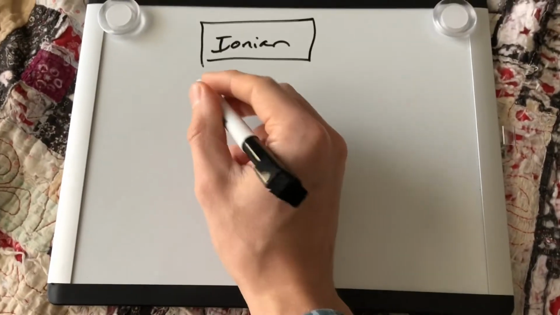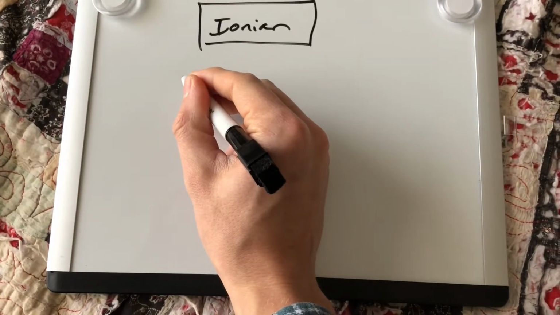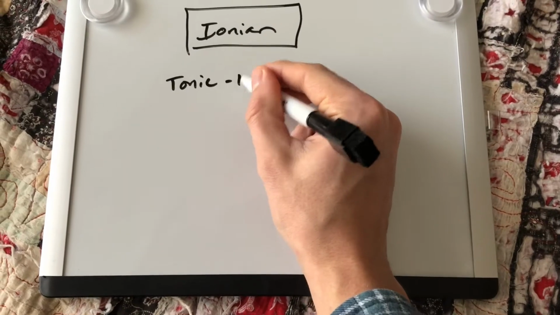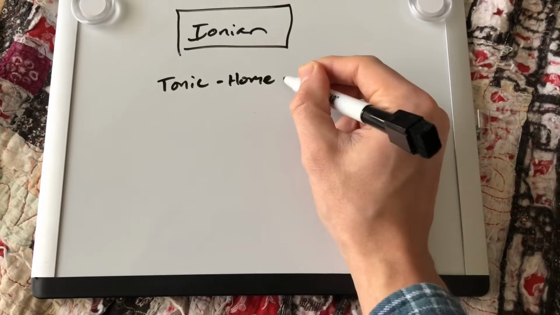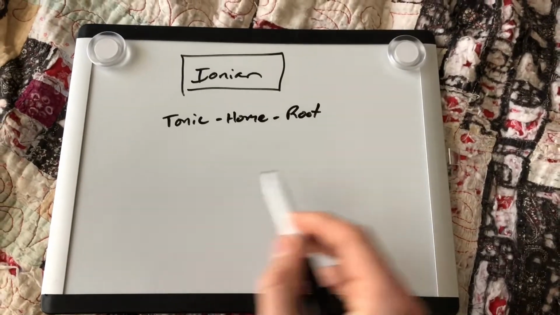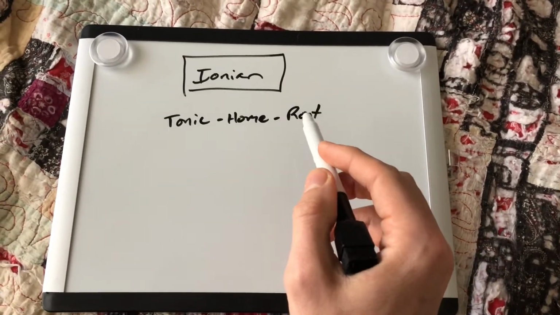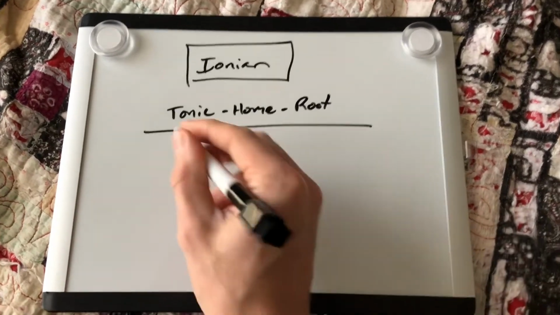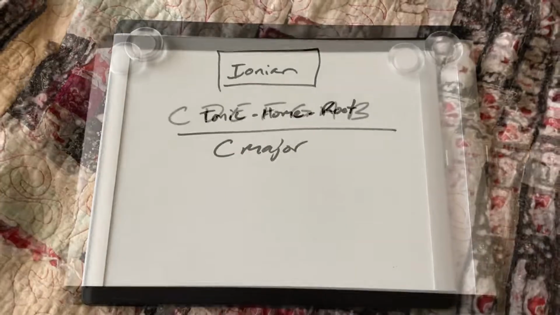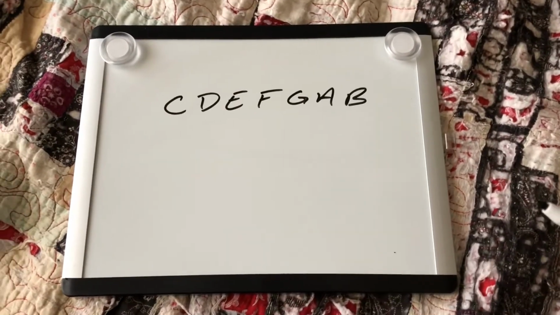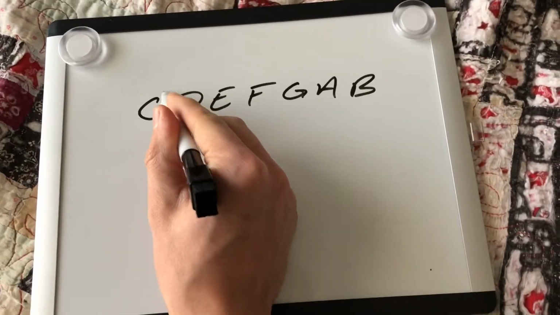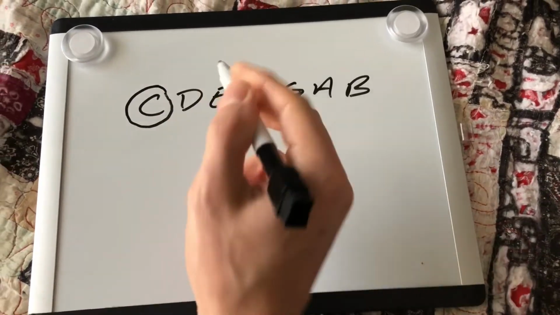So a major scale begins on the tonic, which is the home note or the root note. It's the note that is going to resolve the scale. For this video, let's use the C major scale. The C major scale is one of the easiest to learn because it contains no sharps or flats. It begins on C, which would be the tonic note.